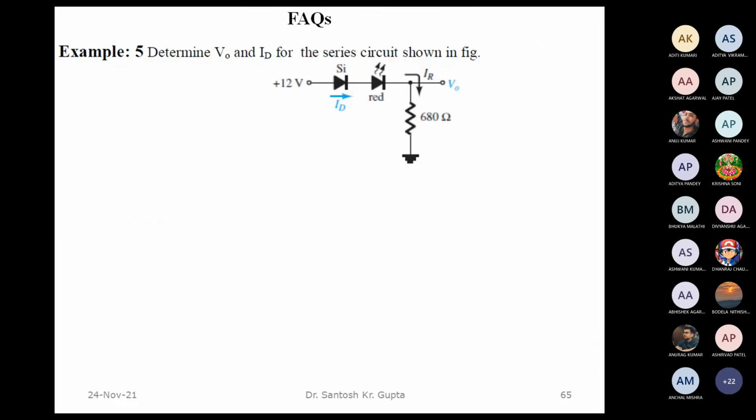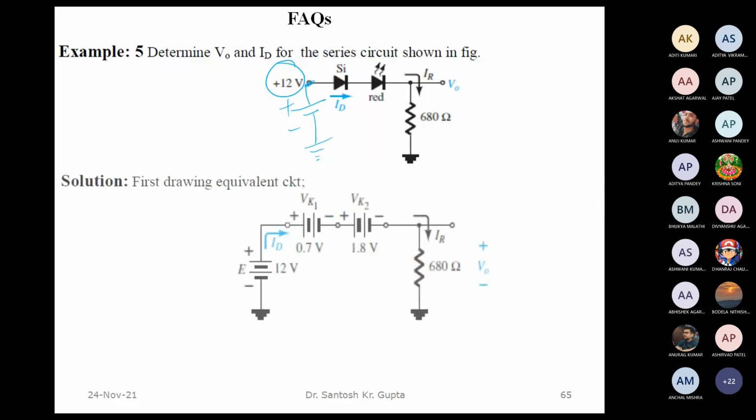A few more diode circuits one can take here. Now one is using two diodes in series like this with a plus 12 volt battery. The plus 12 volt battery can be understood to be connected like this between this node and the ground. Silicon is given here. Silicon has 0.7 volt of barrier potential.